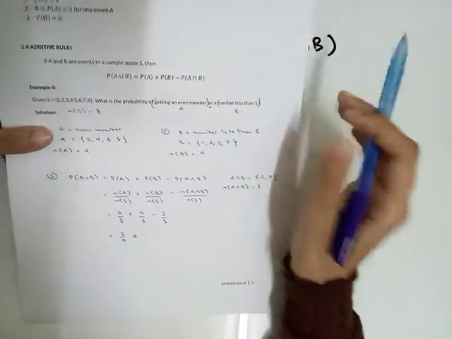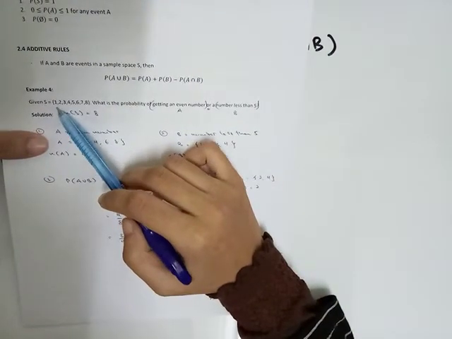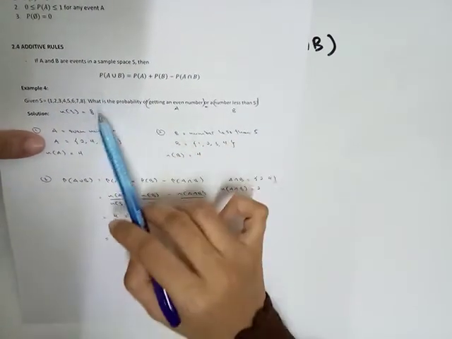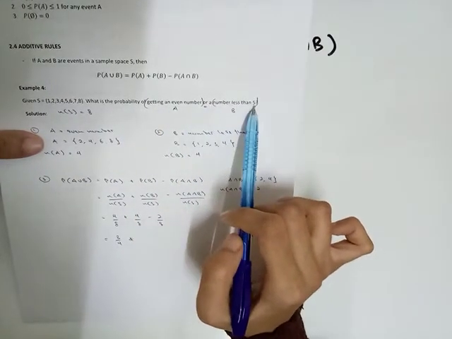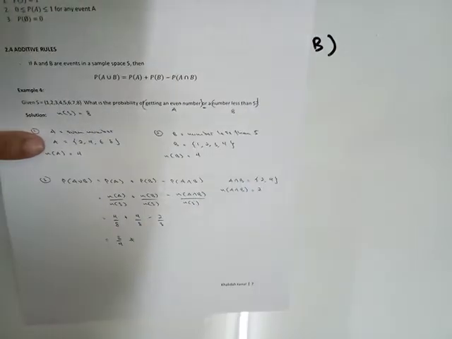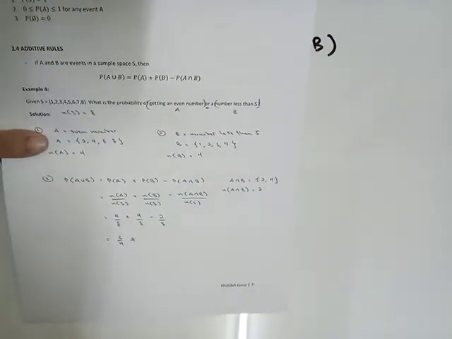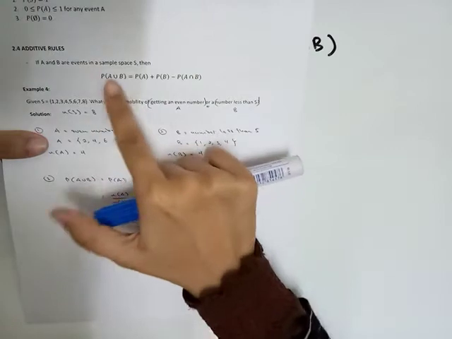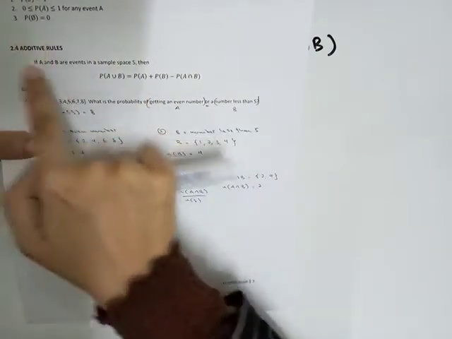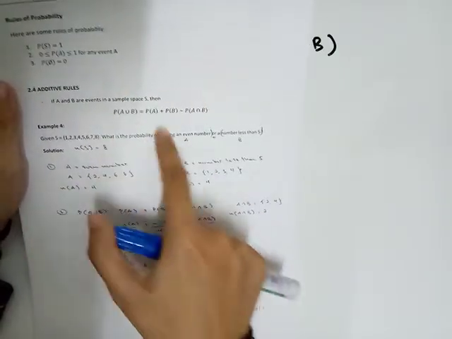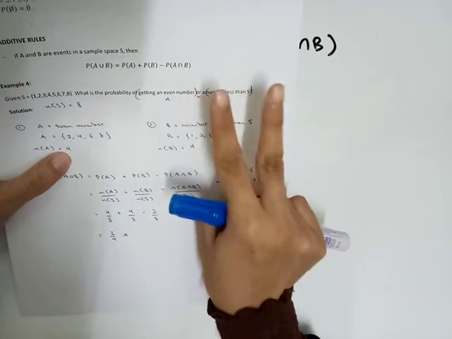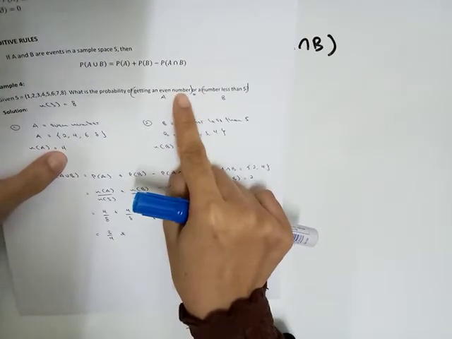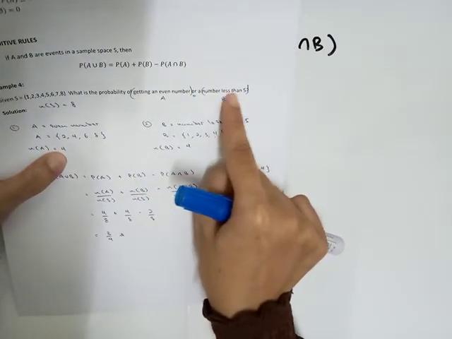Look at example 4. Given sample space, 1 to 8 ni, what is the probability of getting an even number or a number less than 5? So, to find the probability, untuk guna konsep additive rules ni, kita kena guna formula ni when the question asks about two events, getting an even number or number less than 5.